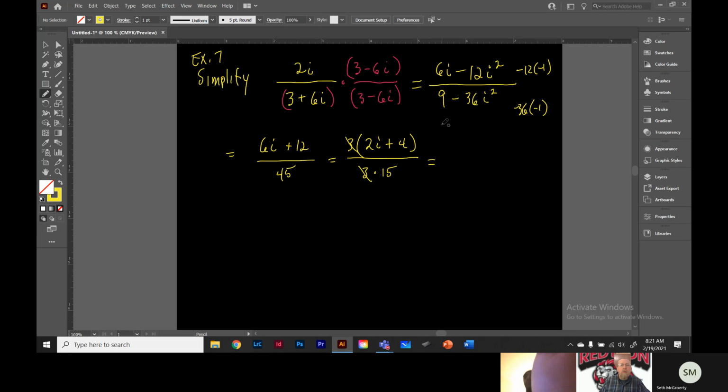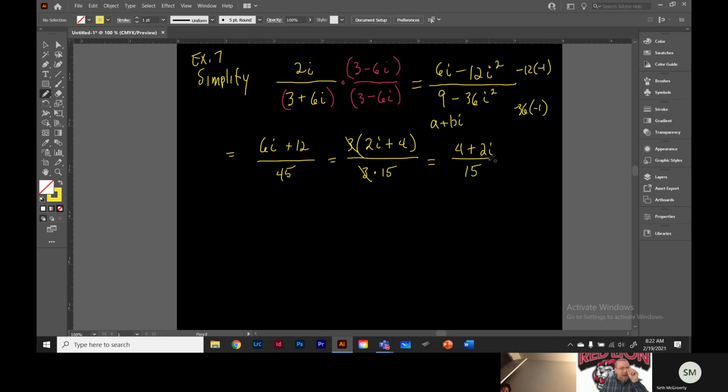Now, remember what complex number notation is. It's a plus bi, isn't it? Shouldn't circle, that's not really my answer, but that's our complex number notation. We always want the real number first and the imaginary number second, so all we'll do is just change the order of this. Instead of 2i plus 4, we're going to write 4 plus 2i, and that's over 15.